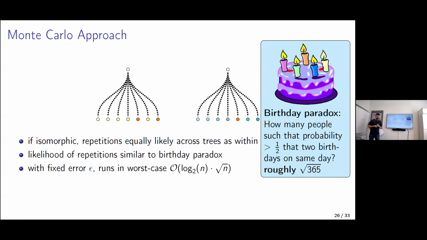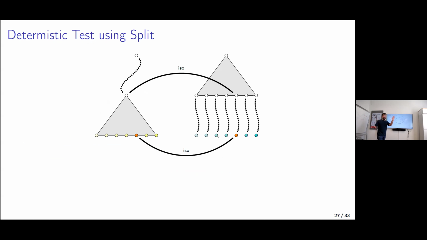Okay. But I know you don't like the error. So you want to do it without error. It's a proof logging workshop, so we don't want errors. Here's the deterministic idea.